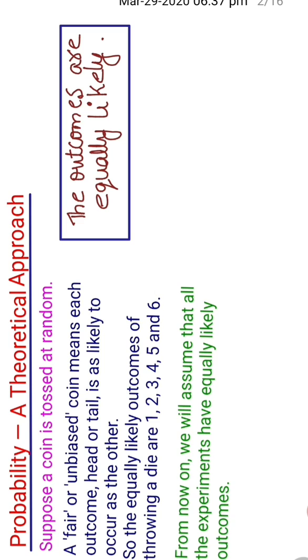Similarly, in case of throwing a die once, the possible outcomes are 1, 2, 3, 4, 5 and 6. These all are equally likely outcomes. That is, probability of getting 1 equals probability of getting 2. Similarly, equals probability of getting 6. So from now on, we will assume that all the experiments will have equally likely outcomes.